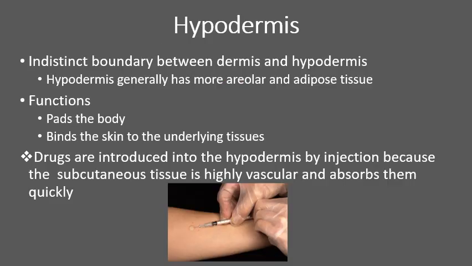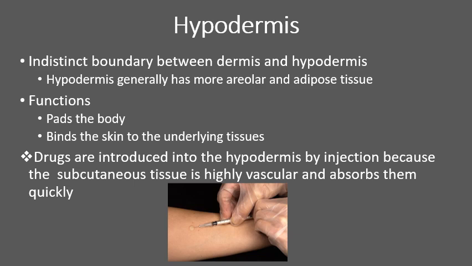The hypodermis, remember, is not technically a part of skin, but we do discuss them together. The hypodermis has an indistinct boundary between the dermis and the hypodermis. It's very difficult to actually tell the two apart. The hypodermis generally has more areolar and adipose tissue, so fat tissue. The functions of the hypodermis: it pads the body, and it also binds the skin to the underlying tissues. So your hypodermis is responsible for binding your skin to the muscles below.